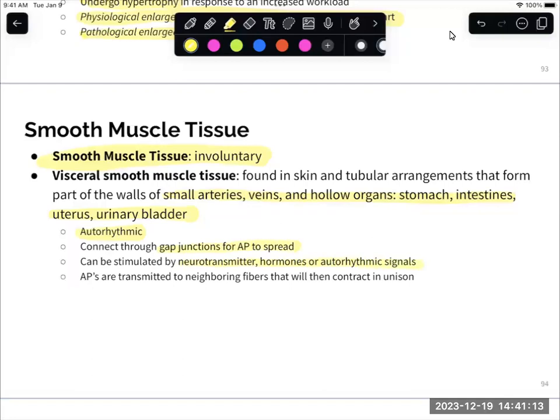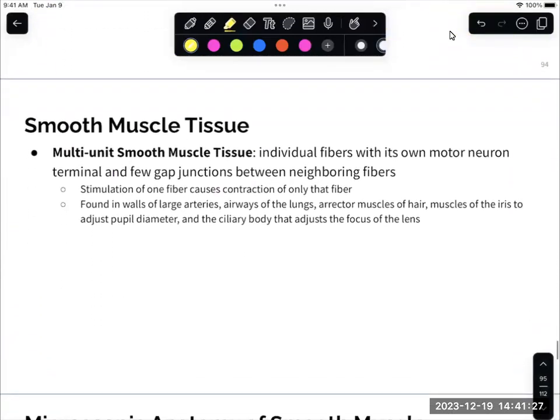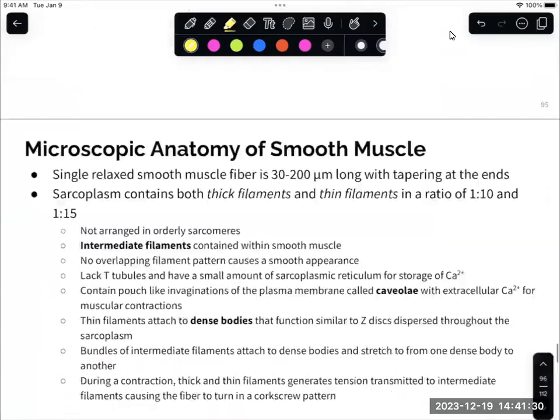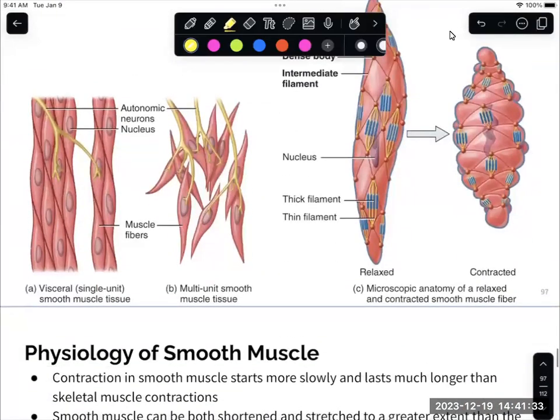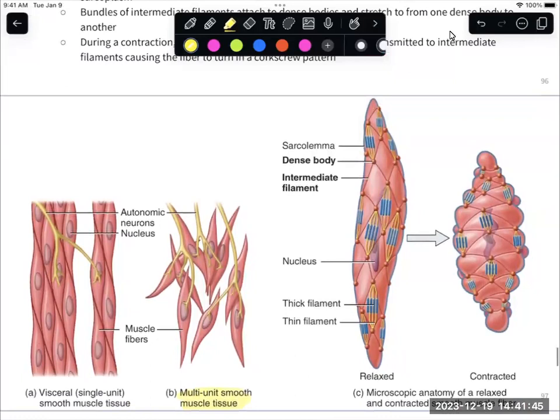So action potentials get transmitted from one fiber to the next through these gap junctions to help spread, so these contractions are done in unison. So, multi-unit smooth muscle tissue. Multi-unit means we've got these nerves that are attaching to each of these individual muscle fibers here, versus single unit, which means that there are these gap junctions that are spreading these action potentials from one cell to the next.